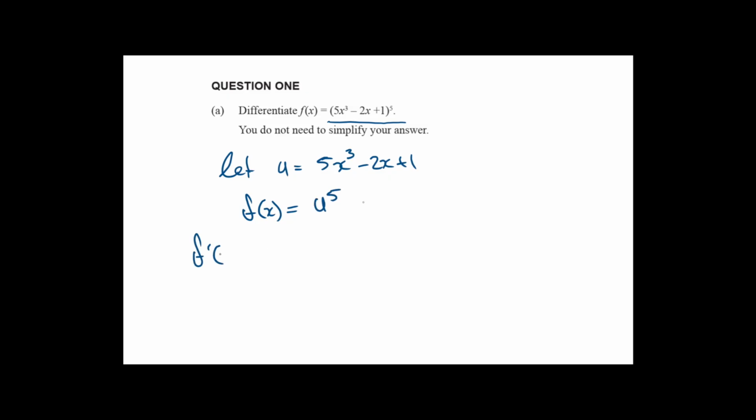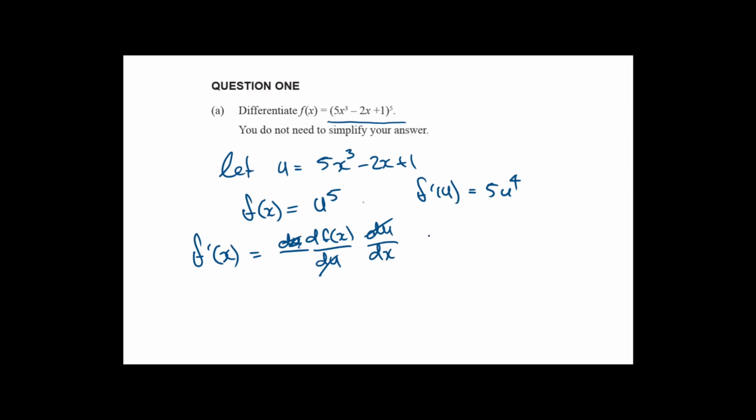So therefore f dash of x, prime of x, is going to be, we're going to differentiate f of x with respect to u times we're going to differentiate u with respect to x, and you're going to cancel it, and we're going to be left with the f dash of x. Okay, what do we do first? So let's differentiate this one first. So f dash of u is just going to be 5u to the power of 4. We just use the power rule.